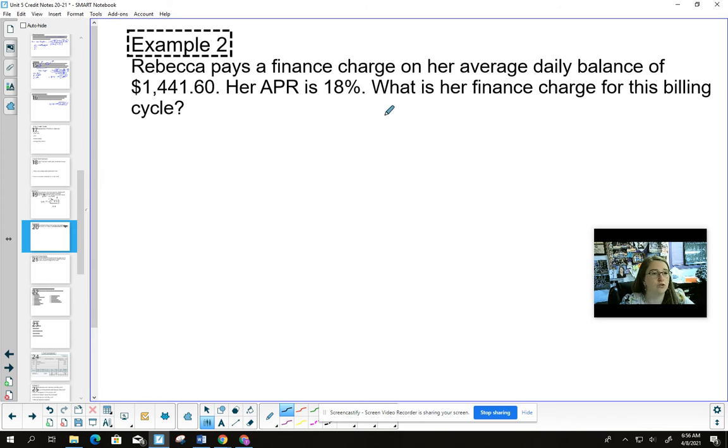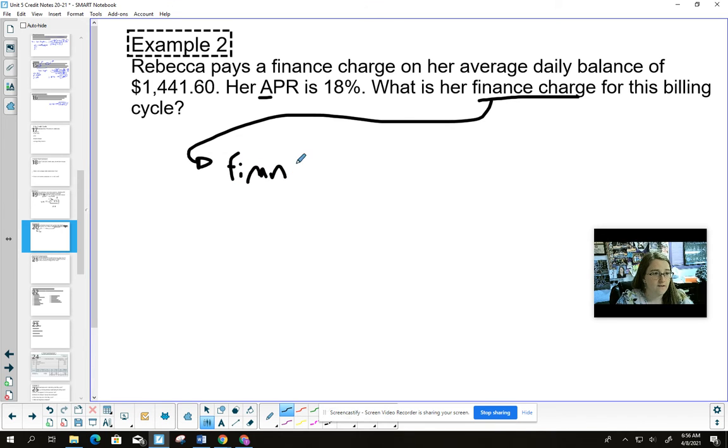So in example 2, let's take this a step further. Does Rebecca pay the finance charge on her average daily balance? We're going to talk about that later, of $1,441.60. Her annual percentage rate is 18%. What is her finance charge? So there is, again, a formula for this. Finance charge for this billing cycle.